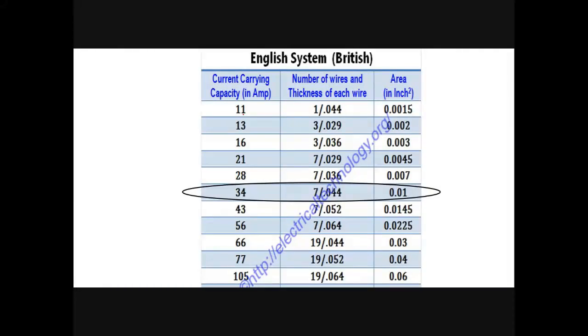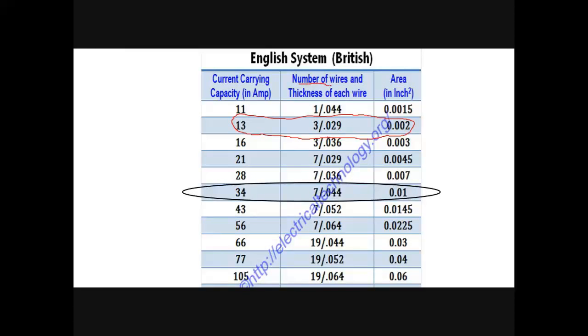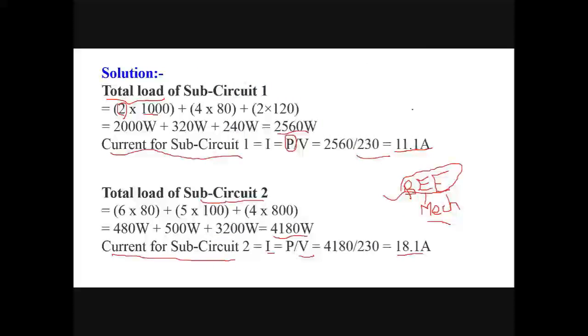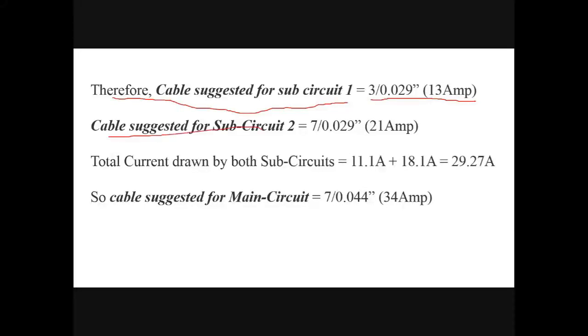So we have to look at the table. 11.1 is beyond 11, so we have to take 13, because we have to use the upper limit. So the entry is 3 by 0.029, where the numerator indicates the number of wires and the denominator indicates the thickness of each wire, and the area is 0.002 inch square. To convert to millimeter square, you use the formula for converting inch into meter. Here you can see the cable suggested according to the table.